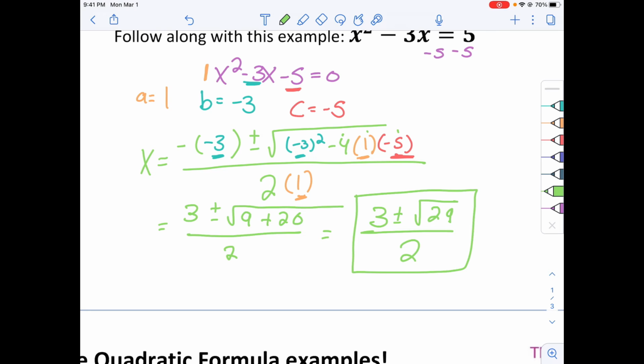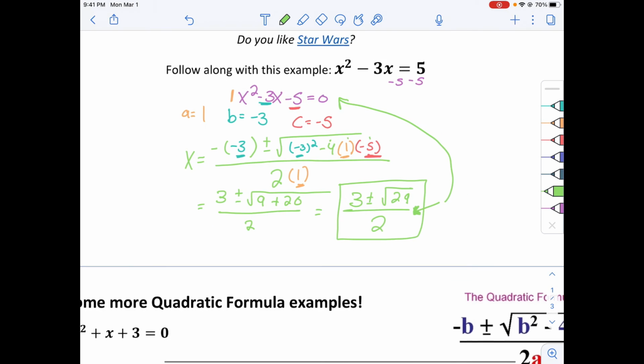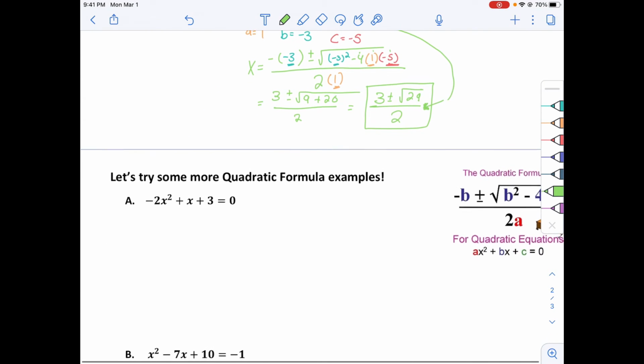And that would be your solution for x. These are x values of that equation, specifically the x values that make this equation equal to 0. All right? So let's try a couple more examples here.